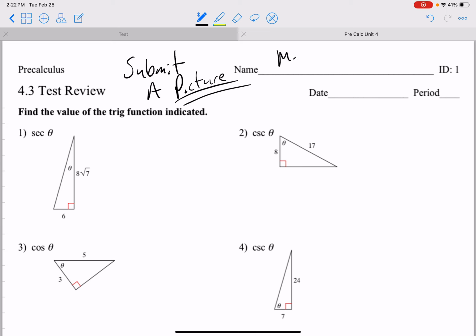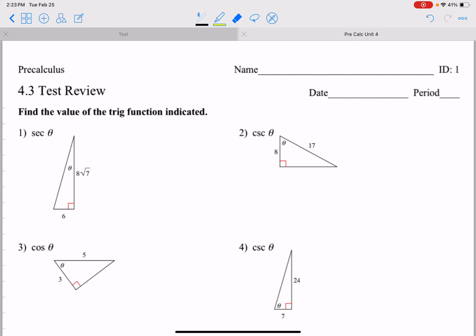The other thing you need to do is make a toolkit for the test. Study for the test. Okay? Y'all got to be prepared. Y'all got to make this happen. All right? So let's get it.